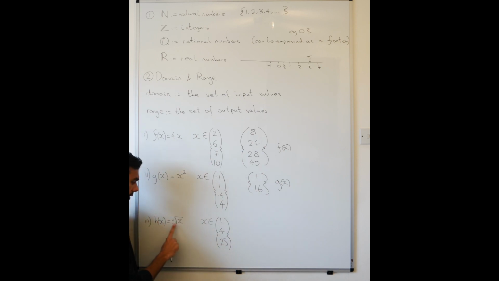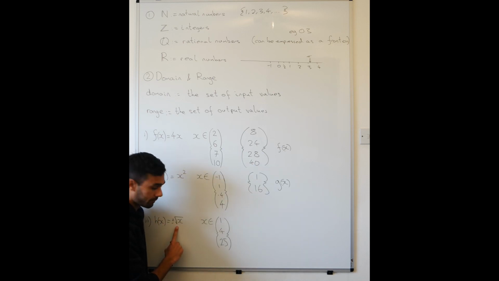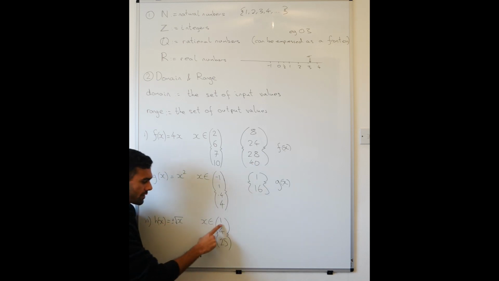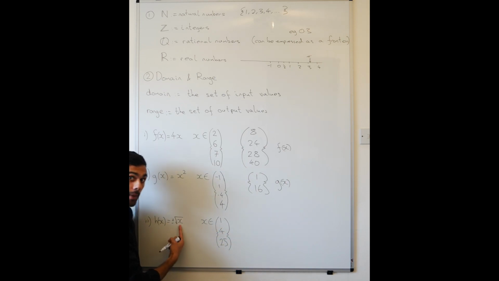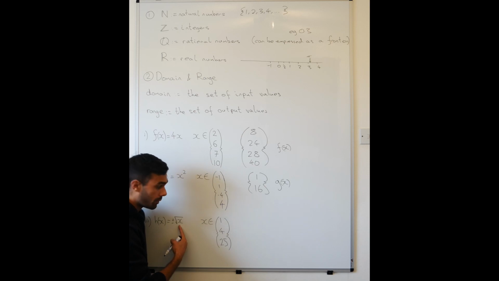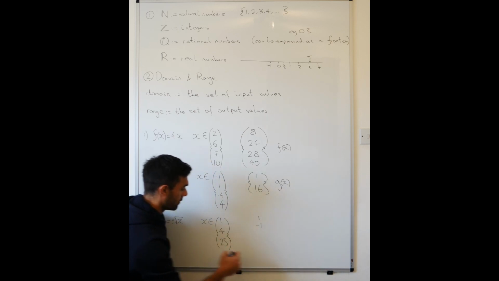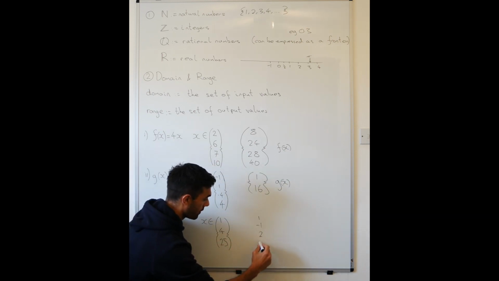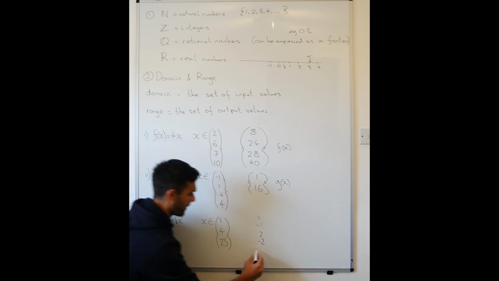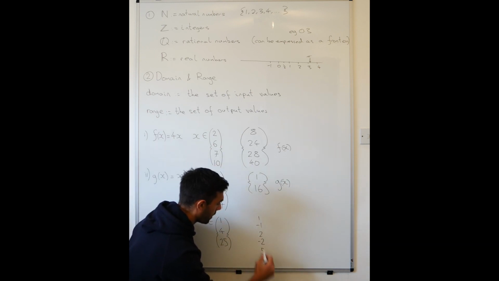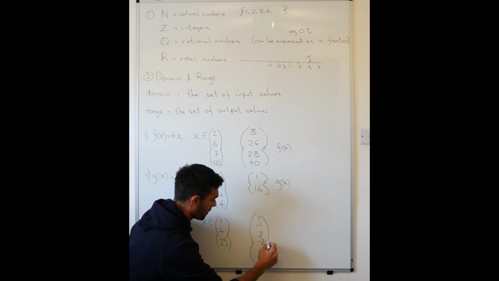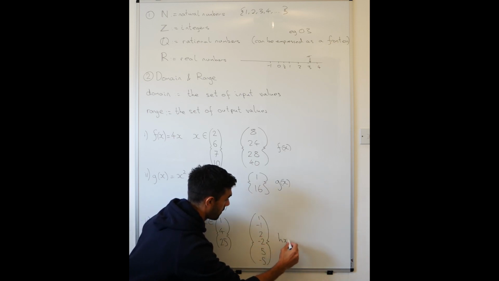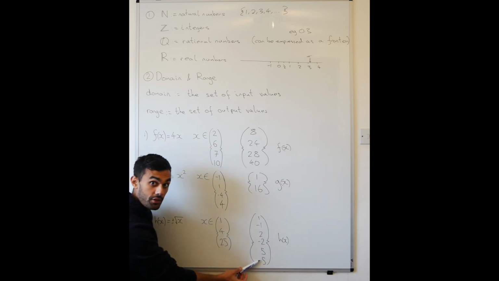Finally, we've got h of x, which is plus or minus root x. A bit of a strange one. So let's start with these 3 numbers. Let's start with 1, which is in our domain. In it goes, it maps to 1 and -1. 4 goes in, it maps to 2 and -2. 25 maps to 5 and -5. Cool. And there's the range for h of x.